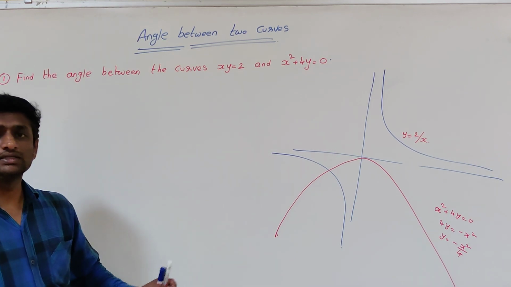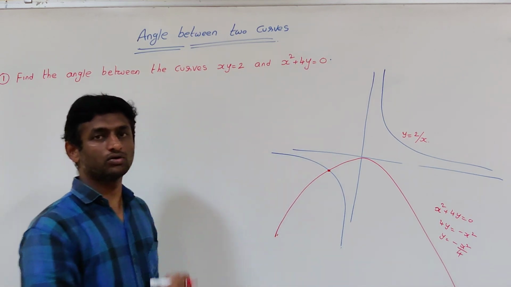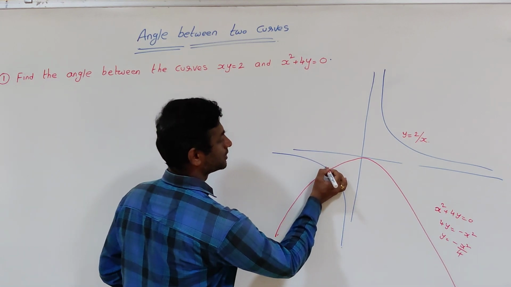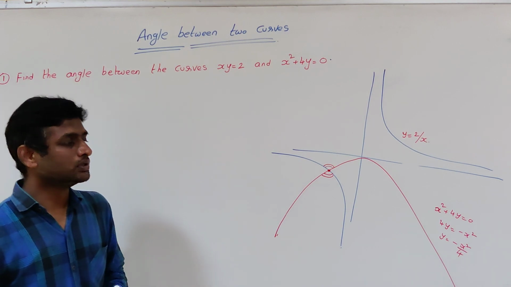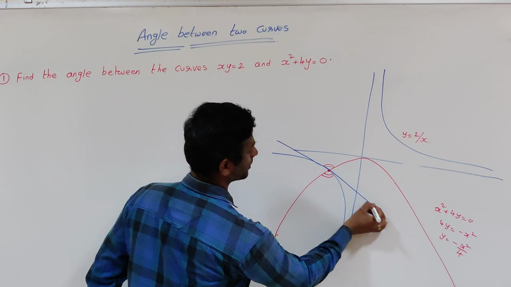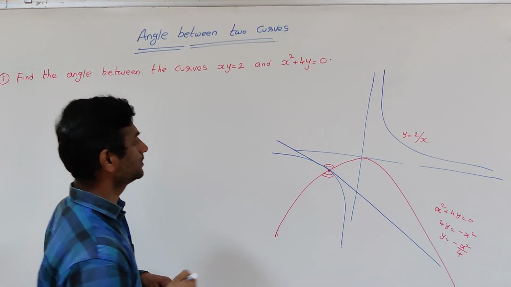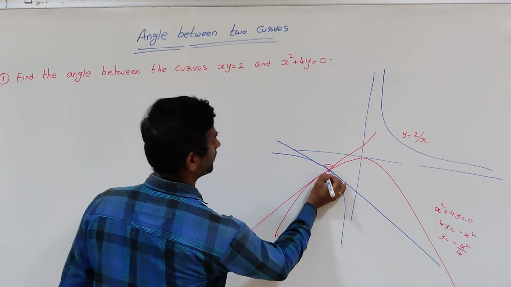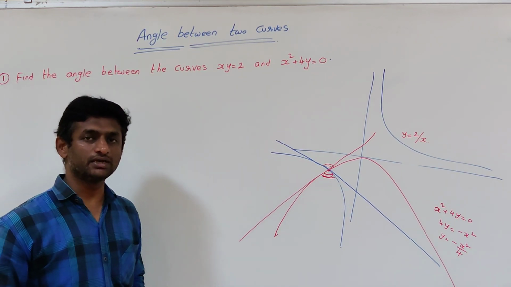At some point they intersect, so this is the point of intersection we have to find now. And the question is, what is the angle between the two curves? So this is the figure. For these two curves, we can have the tangents. So these are the two tangents. Now we have to find the angle between the two curves. I hope the figure is clear for you.